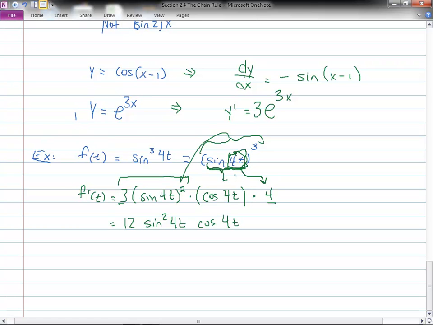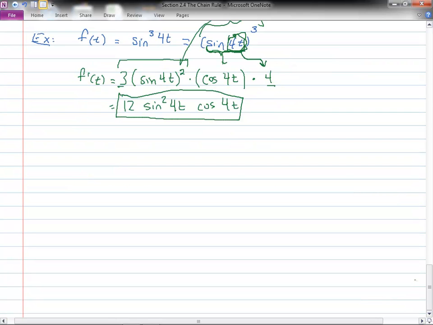Okay, so again, the chain rule is all a matter of derivative of the outside times the derivative of what's inside, and if you have to keep going, if there's more than one inside, you do inside, inside, and so forth, all the way down until you've exhausted the chain. So the chain rule means multiply by the chain.